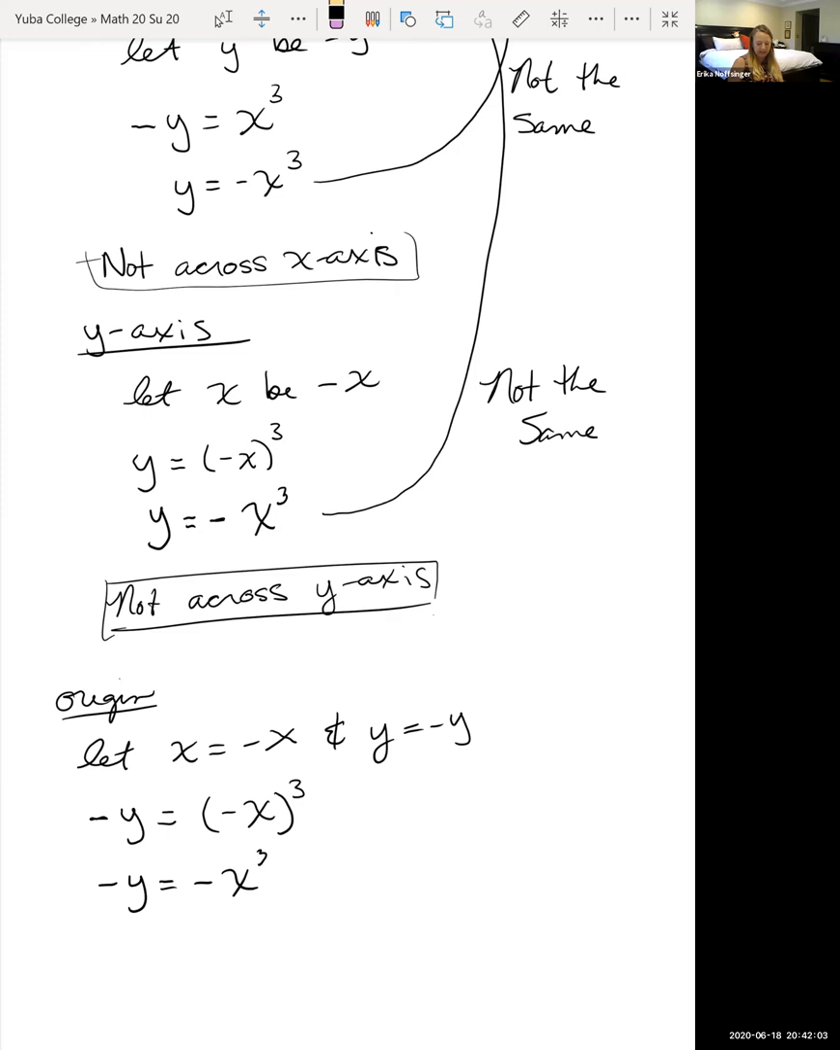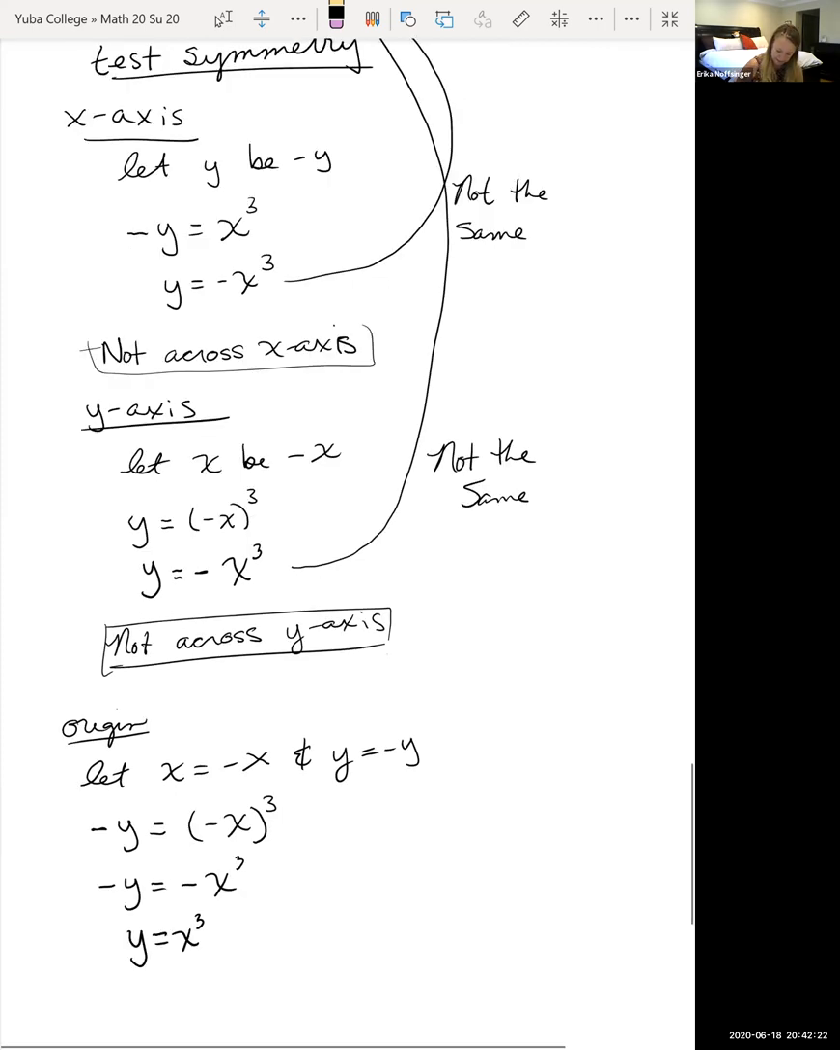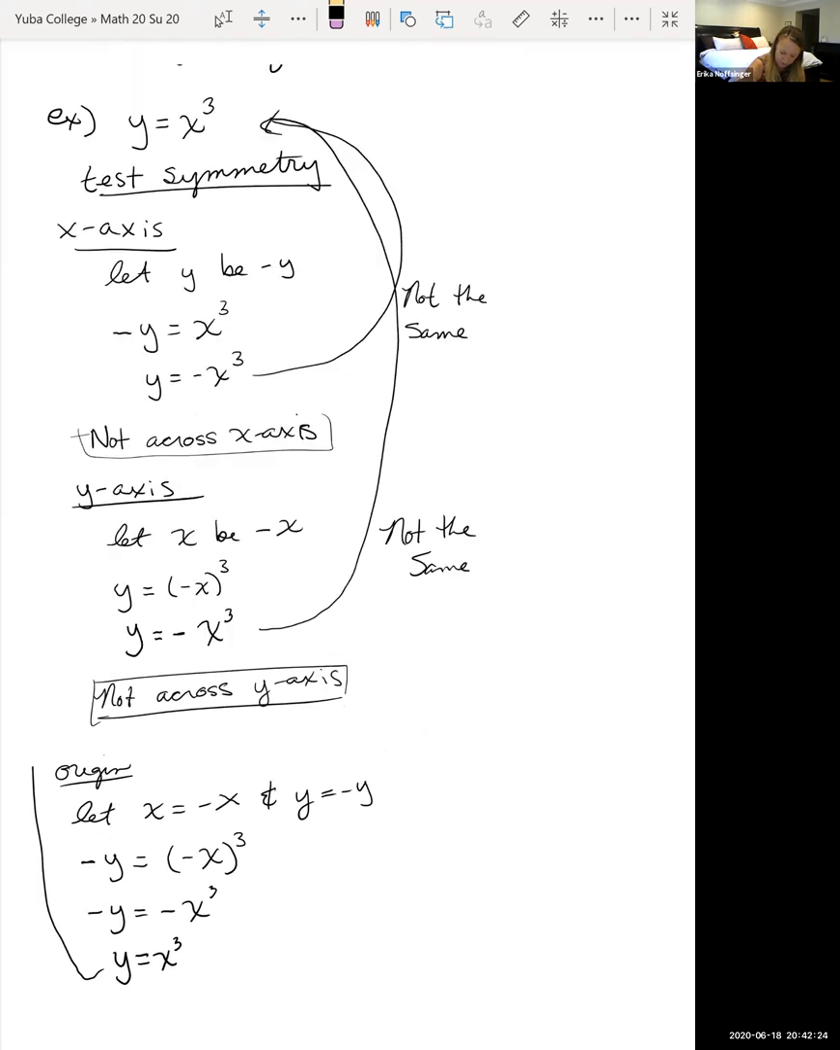Another way to think of it gives me negative 1 out front, x cubed, get rid of the negative in front of the y. If we multiply both sides by negative 1 or divide both sides by negative 1, we get y equals x cubed. So this time we got it, and it is the same. So yes, symmetrical across the origin.